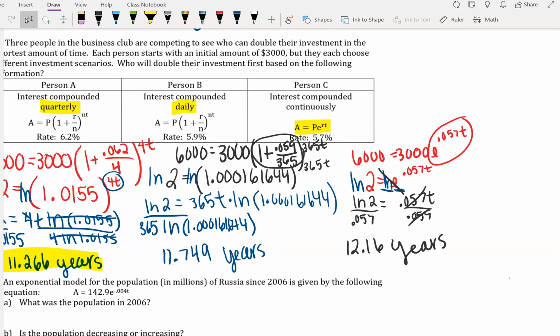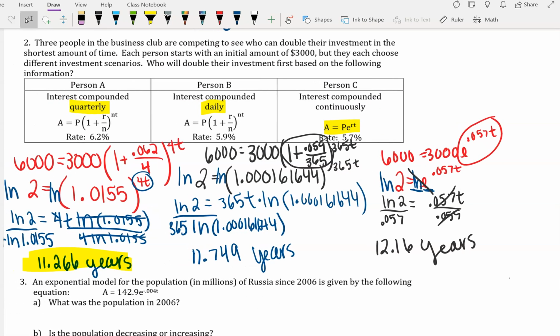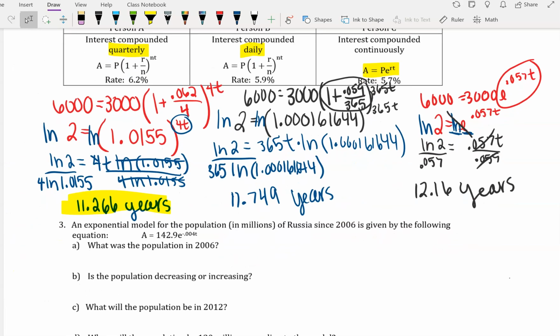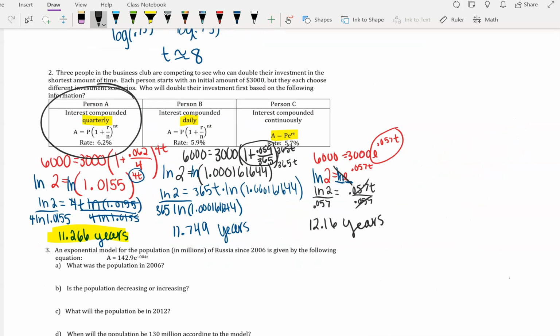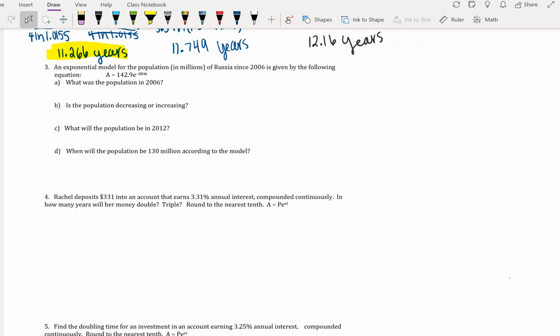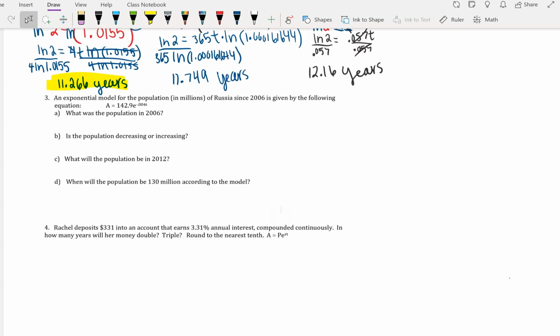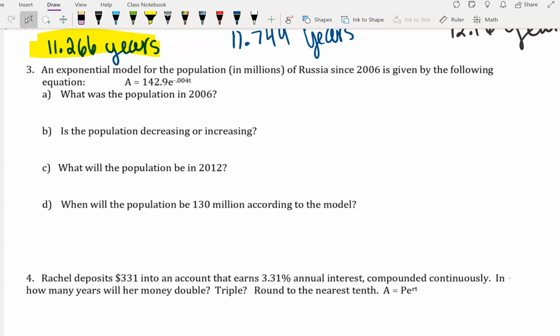So that one took the longest, which hopefully makes sense since it had the lowest rate. The higher the rate, the quicker your money is going to grow. So this guy is the winner for who doubled the quickest. All right, I gotta hurry up because we've got several more things we need to do.